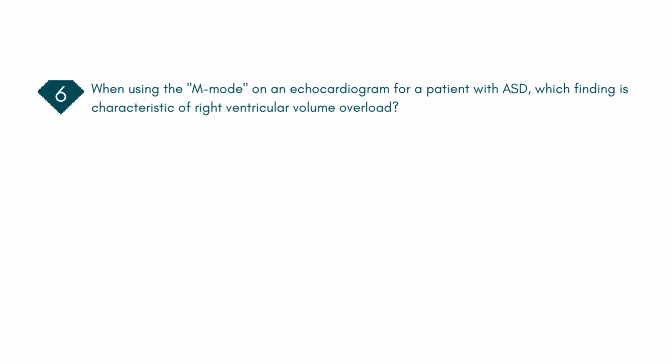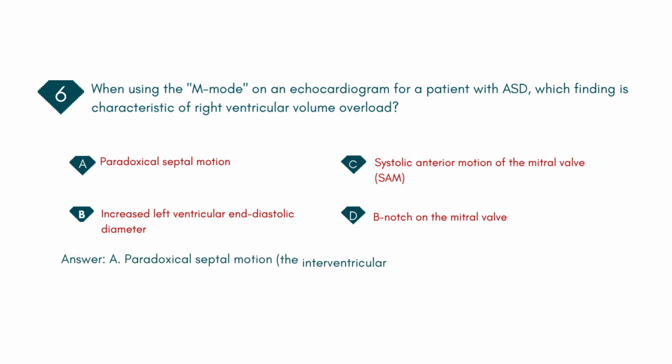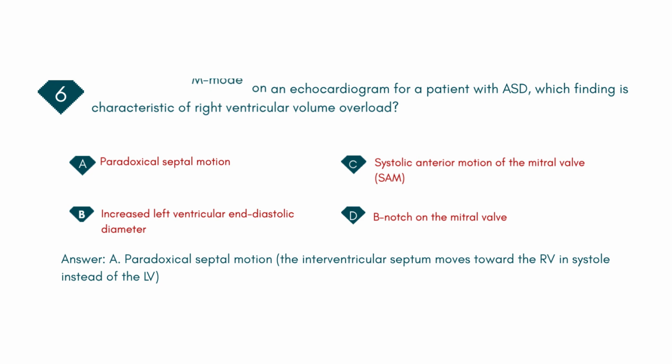When using M-mode on an echocardiogram for a patient with ASD, which finding is characteristic of right ventricular volume overload? A. Paradoxical septal motion. B. Increased left ventricular end-diastolic diameter. C. Systolic anterior motion of the mitral valve, SAM. D. B-notch on the mitral valve. Answer: A. Paradoxical septal motion. The interventricular septum moves toward the RV in systole instead of the LV.